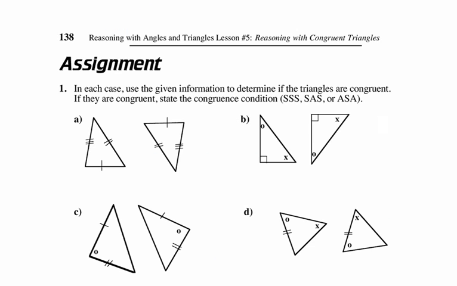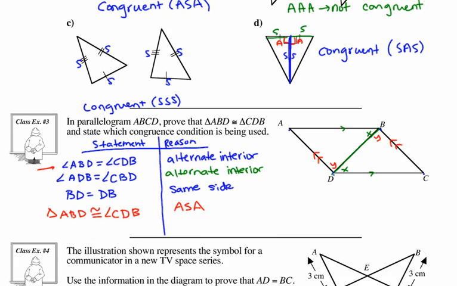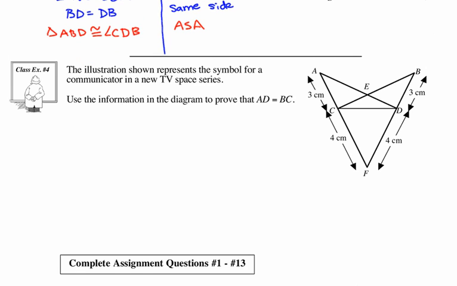So let's go to that last question in your book, number 4. The illustration shown represents a symbol for a communicator in a new TV space series. Looks like Star Trek, upside down. Use the information in the diagram to prove AD equals BC. So let's see what we want to prove. We want to prove AD, this line here, equals BC, that line there.